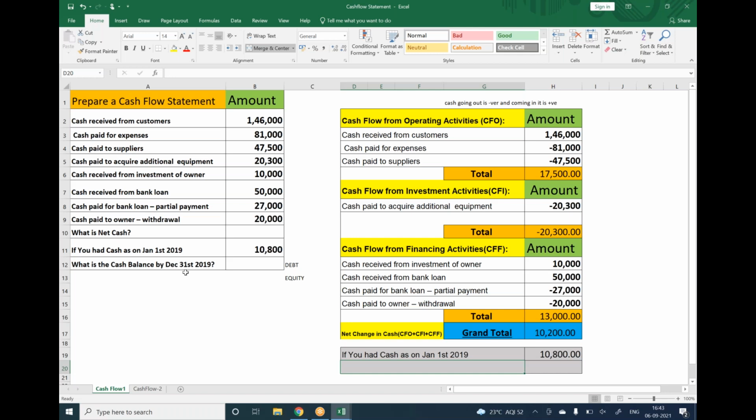So what is your cash balance by end of December 31st? So paste it here. Remember, it will be beginning of the period plus net change in the cash flow. That is nothing but 21,000. So your EOP is equal to BOP plus net change in cash flow. Any doubts in this?